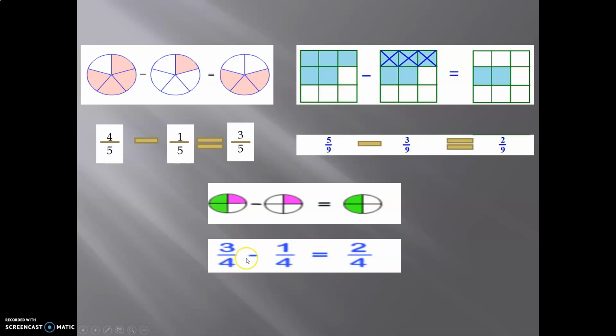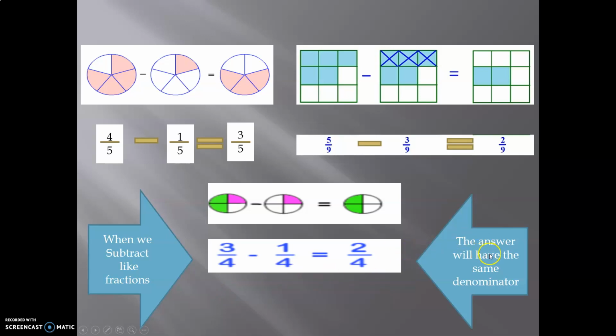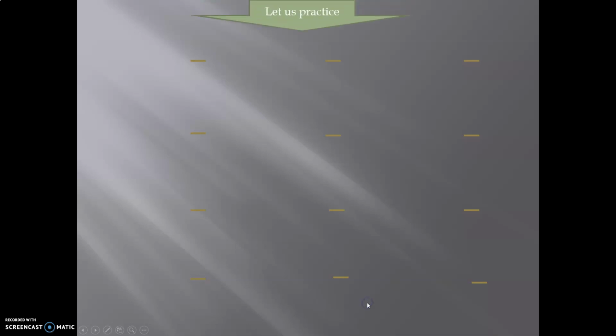So take a look at the fractions. They are like fractions, they have common denominators. So if we are making minus between like fractions, I should have the same denominator in the answer. When we subtract like fractions, the answer will have the same denominator. Let us practice.